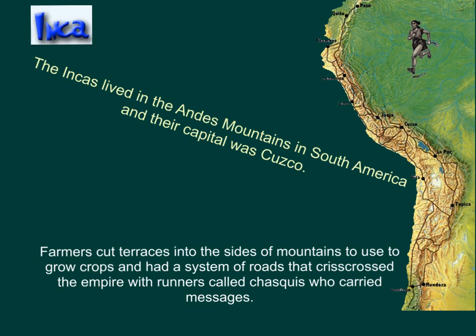The Inca are the last of the four ancient civilizations of the Americas. The Incas lived in the Andes Mountains in South America. So this is the Andes again. And they formed their capital called Cuzco, which is right here. Farmers cut terraces into the sides of mountains to use to grow crops. And they had a system of roads that crisscrossed the empire with runners called chasquis, who carried messages. There's a chasqui right there.